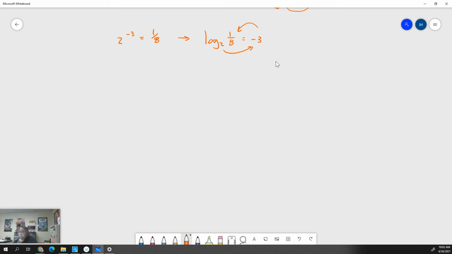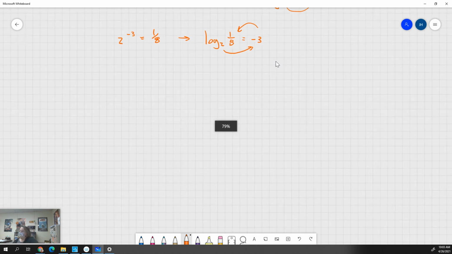Sometimes you'll see a logarithm that doesn't have a base. And if a logarithm doesn't have a base, it's considered base 10. We call it the common log.